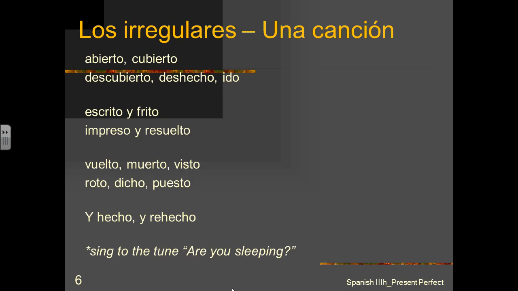Los irregulares es una canción. Are you sleeping? And these are some of the irregular verbs that you have on your irregular verb sheet. This is just another way to try to remember them, so I'm going to sing this song for you. Feel free to sing along if you want.